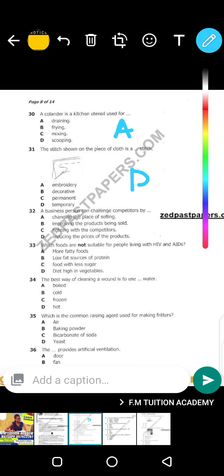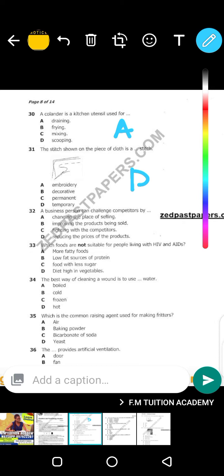And then the next question in 32 is, a business person can challenge competitors by. A business person is someone who does business, whatever business it is you are doing. It can be you are doing business at the market, in town. But how do you challenge your competitors, those ones who are competing with you? A, changing the place of selling? No. B, improving the products being sold? No. C, fighting with the competitors? D, reducing the prices of the products.